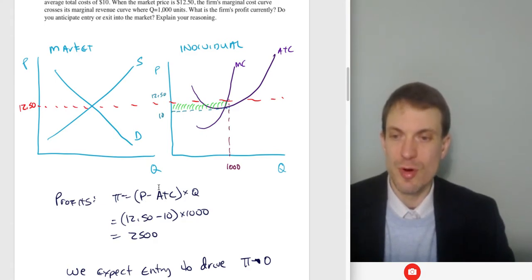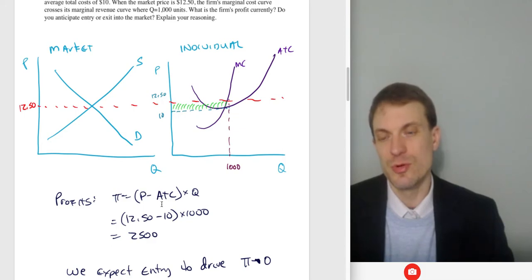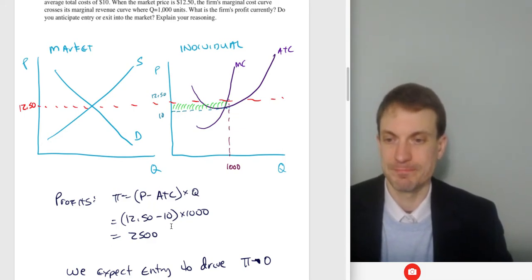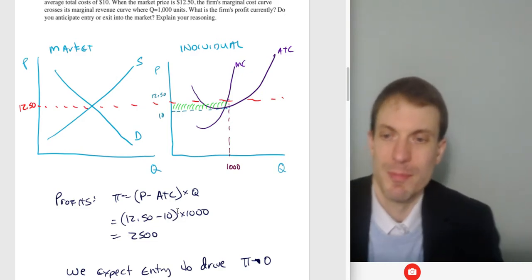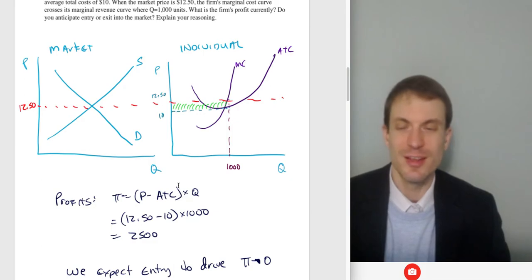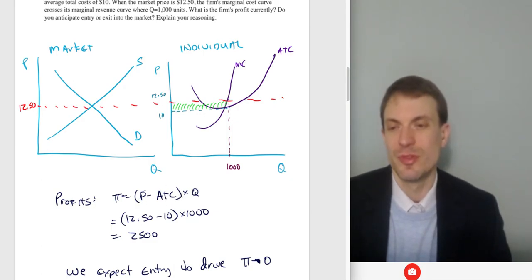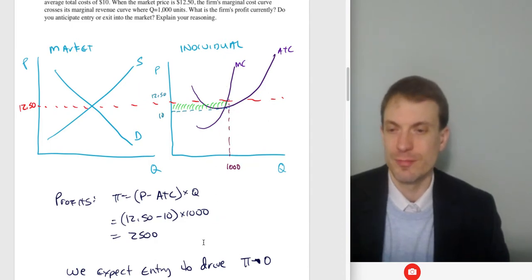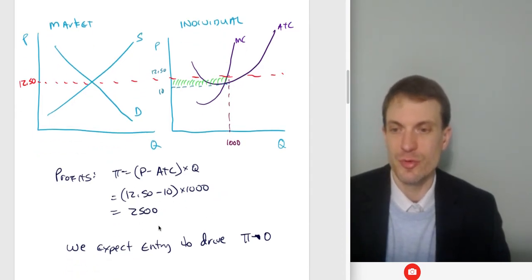If you were to remember the definition of average total cost, that's total cost divided by quantity, and if you were to multiply through, we'd end up seeing this is nothing other than revenue minus cost. That's just an algebraic manipulation. If you followed that, you can run through it and prove it to yourself. If not, just remember that this is the way that we want to calculate profits if we're doing it on a graph. Okay, so profits then are 2,500.